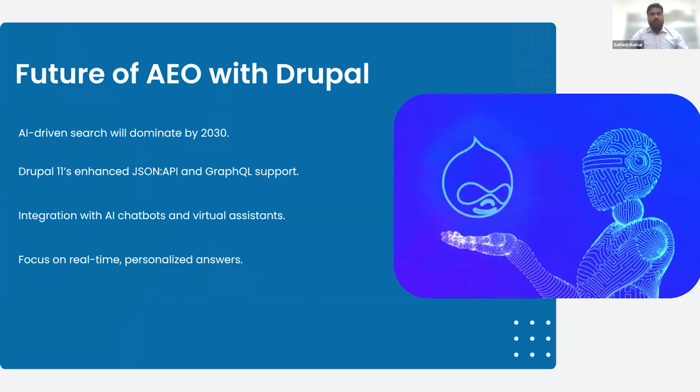So the conclusion is the future is going to be AEO. AI-driven searches will dominate by 2030. Drupal has already provided JSON APIs, JSON-LD, all these formats to support AEO. Try to use that, and try to build AI chatbots for your site. We even provide a tool called RoundView that supports AI chatbots. So roundview.ai. You can build your own chatbots or virtual assistants for your customers, and focus on answering real-time problems for your customers.